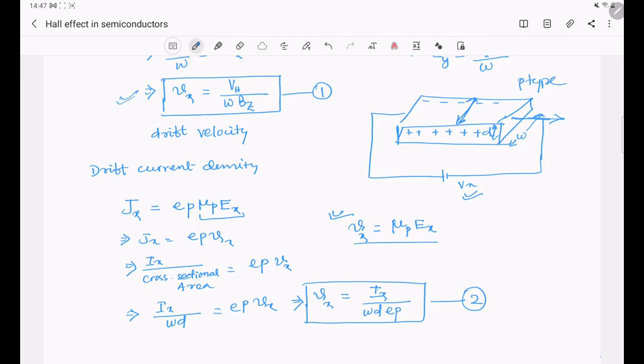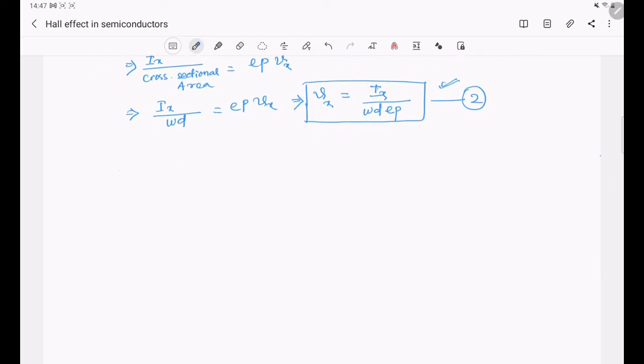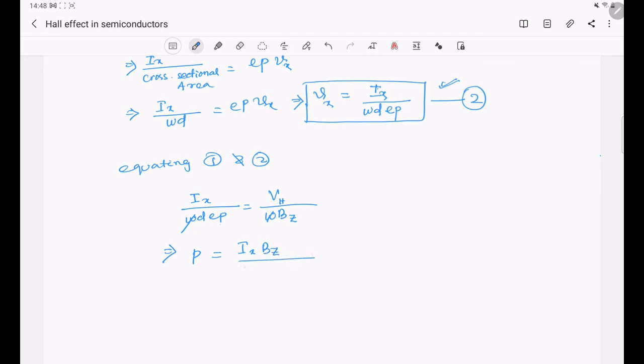Now we will equate equation 1 and equation 2, because both these equations are equations of drift velocity. Equating 1 and 2, we can write Ix divided by W D e p is equal to VH divided by W into Bz. So W from both sides will get cancelled. Now we are interested in finding the concentration of the majority charge carrier. Here the concentration is p. So p will be equal to Ix into Bz divided by D into e into the Hall voltage, that is VH.